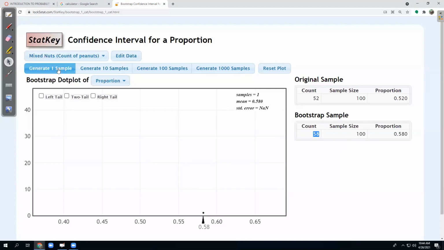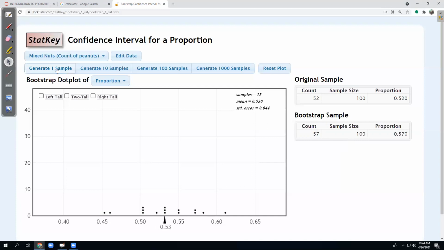And if we do this over and over again, like I do another one, next time they found 55 peanuts out of 100. Next time they found 45 peanuts out of 100. Right? So there's going to be variability in the sampling from the can of nuts. Now this is assuming that there's 52% peanuts in the can, is what I'm assuming up here.